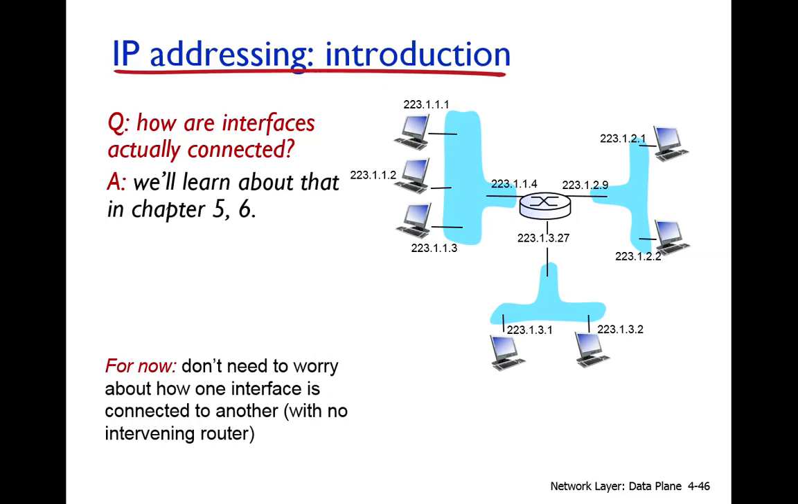So we don't need to worry about how one interface is connected to another. You can see that this interface is connected with this interface, and this interface is connected with this interface. We will discuss it later on. We have different interconnecting devices: one is a router, one is a switch, one is a hub. We will discuss their functionality later on. But for now we assume that a router has more than one interface, and a host has one interface.